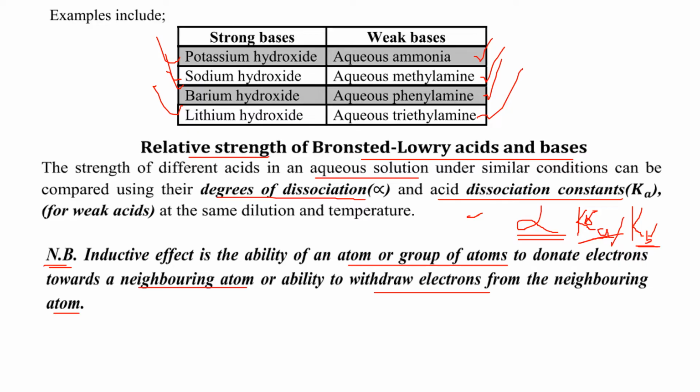So inductive effect is divided into two. We have positive inductive effect, just like we are going to be looking at the example questions to master this properly. And then we have the negative inductive effect. So for positive inductive effect, they are the ones that donate electrons to the neighboring atoms. And for negative inductive effect, they are the ones that withdraw. Negative means you are demanding. So negative inductive effect, they are the ones that withdraw electrons from the neighboring atoms. Positive inductive effect means that they are the ones that give electrons to the neighboring atoms.